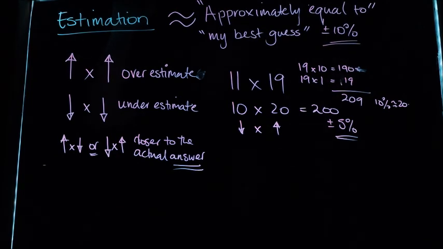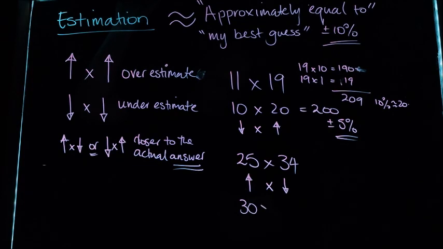So let's try another one. Let's create a new number here. We've got 25 times 34. I'm just looking for one that we're going to round up and one that is going to go down. So let's have a look. This will go to 30 times 30, and that works out really good because that's approximately equal to 900.